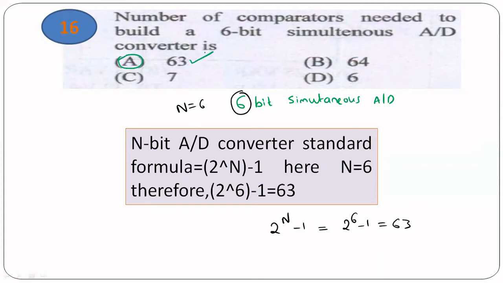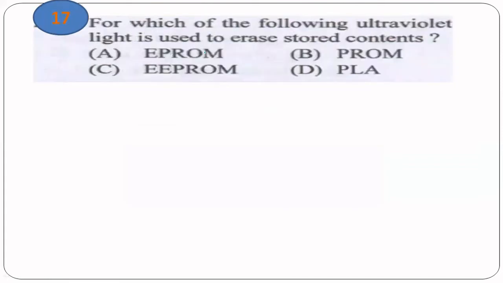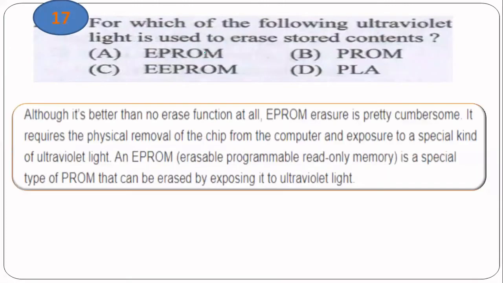Okay, friends, next we shall look into the solution for another question. For which of the following is UV light used to erase the stored contents? This is with respect to ROM, read-only memory, where ultraviolet rays are used. EPROM.